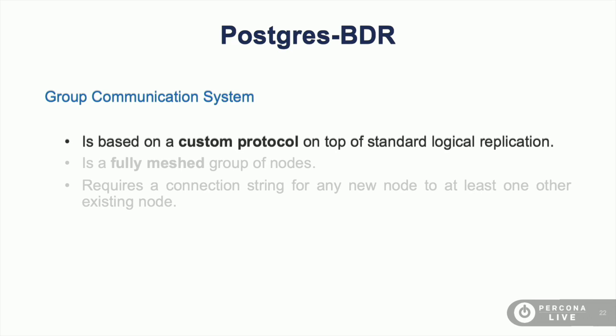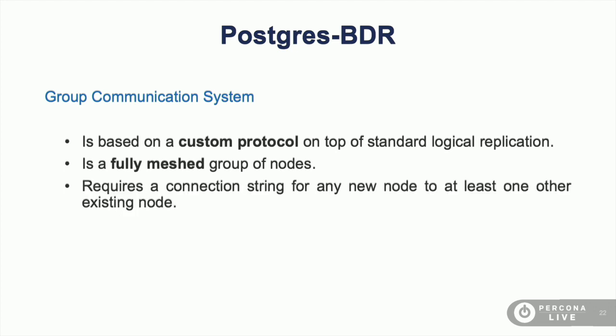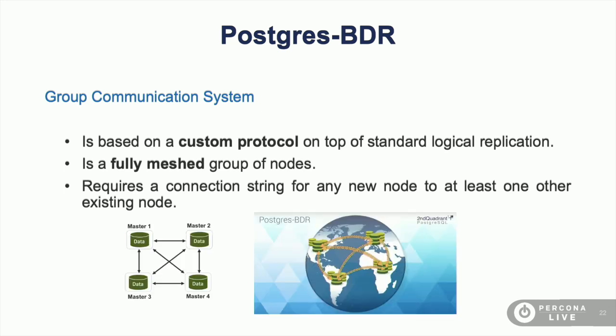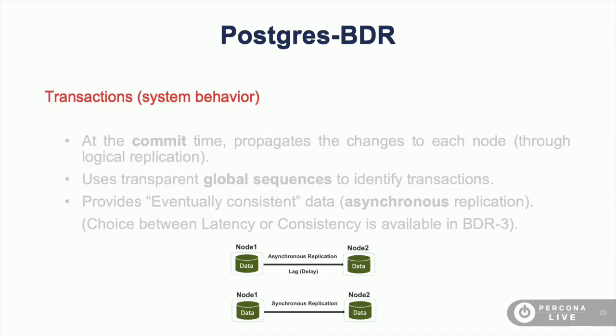It's based on a custom protocol on top of the standard logical replication. It is a fully meshed group of nodes. Every node communicates with any other member in the group and requires a connection string for any new node to at least one of the existing nodes. It supports SSL because it's part of PostgreSQL. So the main things to remember here is that it's based on logical replication and has on top a proprietary custom protocol, and it's a fully meshed group of nodes, so every node communicates with all the others.